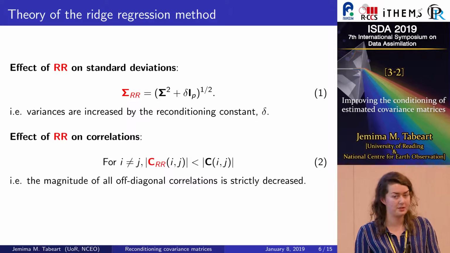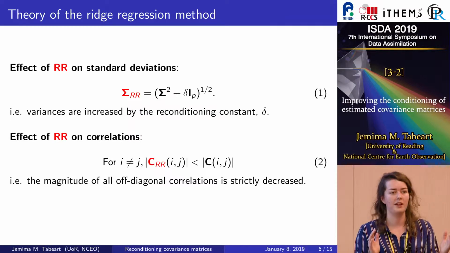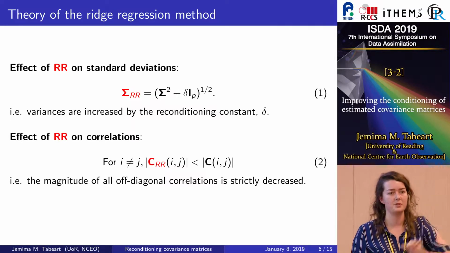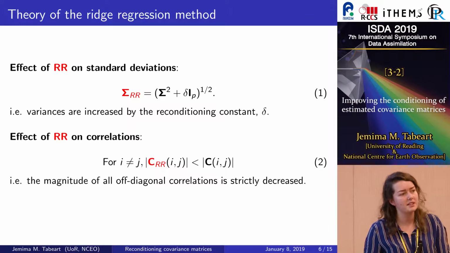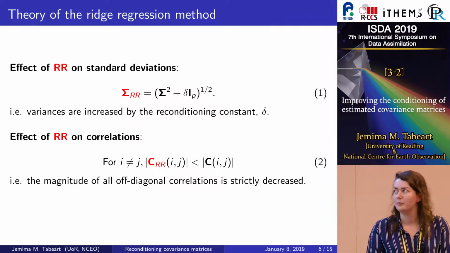With the correlations, we can also say something theoretically. If we take the absolute value of the correlations, they reduce when we apply this method of reconditioning. So we're shrinking all our correlations close to 0, apart from the diagonal, which stays equal to 1. So this makes sense. We're taking weight off of the off-diagonal and putting it on the diagonal.